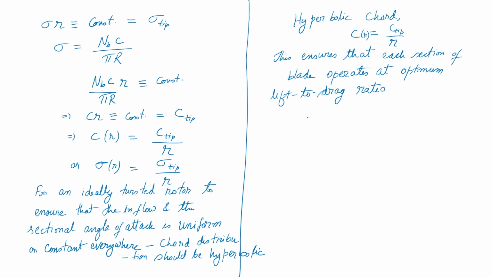So, how does hyperbolic chord distribution look like? So, if this is my C tip, my blade chord would look like this. Okay. So, once again you can imagine that is again an ideal chord distribution. Okay. So, we can call this ideal chord. Yeah, top view. Yeah. So, if I cannot do that, what can I do actually?